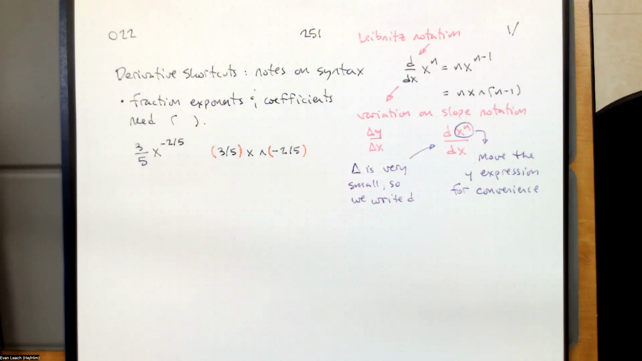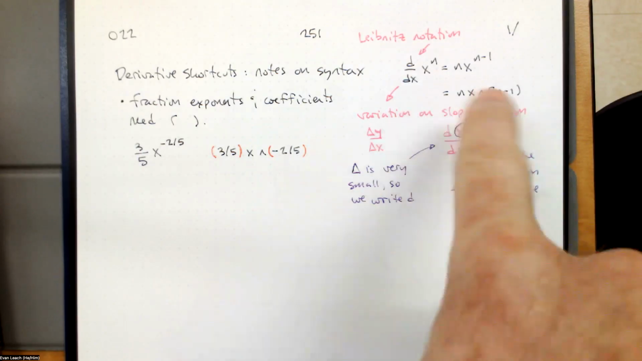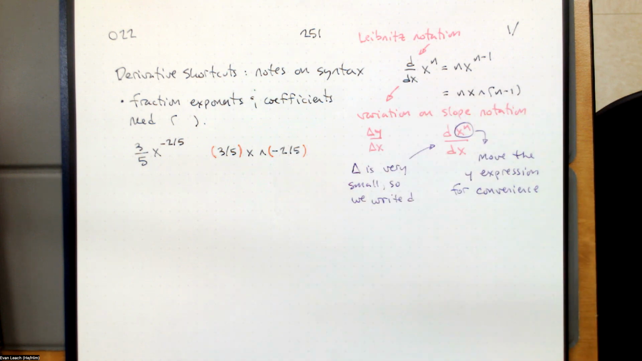I want to start today by making some notes on syntax and also some notes on notation. Fraction exponents and coefficients are going to need parentheses when we go into a single line like we had to type on Canvas. So if we wanted to express 3/5 x to the negative 2/5, that's how we would write that if we were just writing things on the paper.